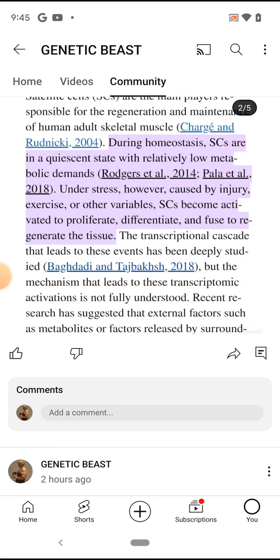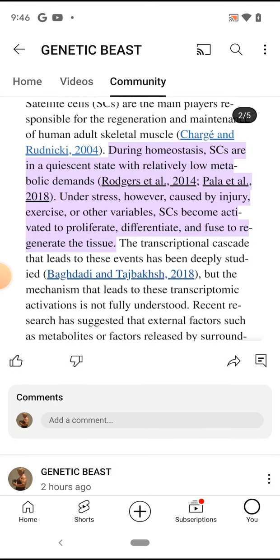During homeostasis, SCs, the satellite cells, are in a quiescent state. We know that. I've done this in over 500, 600 videos already, and on my old channel even more, so many times. Low metabolic demands. Yes, low metabolic demands. Okay? That's when it's quiescent.